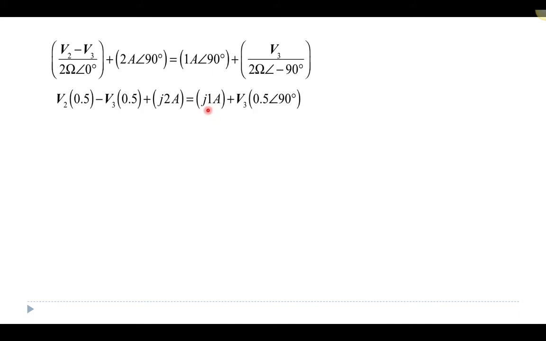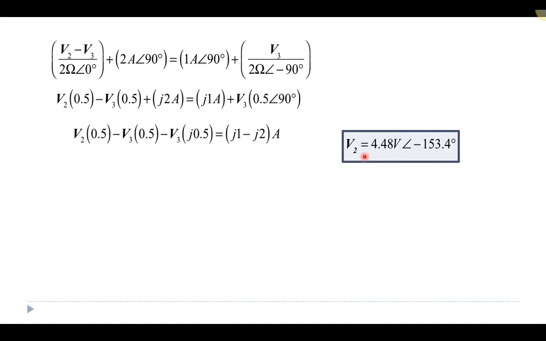This would be 1 amp, an imaginary piece, and then if I do the same thing here and I divide by 2, I get 0.5. 0 minus a minus 90 becomes a positive 90. So now I can rearrange terms and move things around. I'm going to move the current 2 amps with the phase angle of 90 to the other side. I'm going to move the V3 over here, writing this term for the voltage V3 in rectangular form, this would be 0.5 with an imaginary piece, and then when I move it to the other side, it becomes negative.